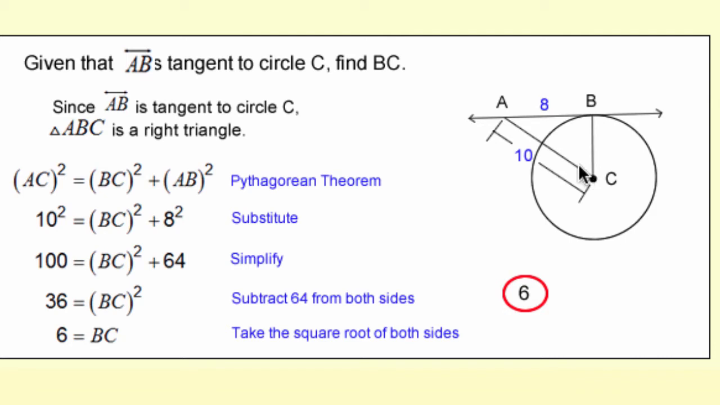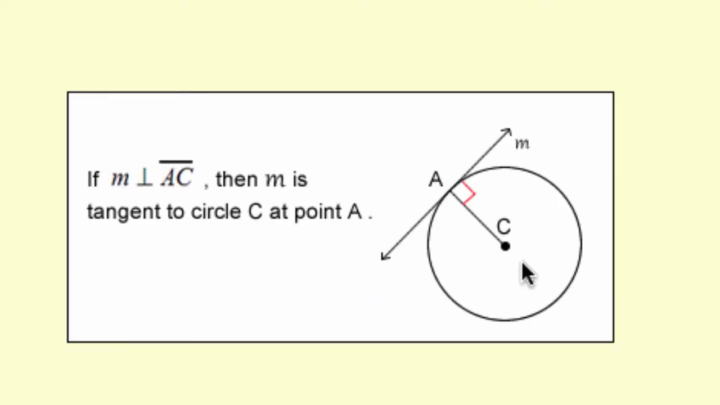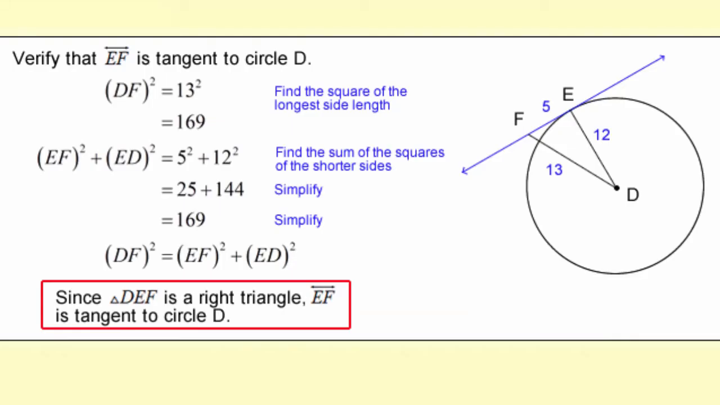And you can use that information to solve for unknown measures, like in this case, solving for a side in the right triangle using the Pythagorean theorem. The converse of the tangent radius theorem lets you prove that if a line is perpendicular to the radius at a point on the circle, then it must be a tangent. So you can use that to determine whether or not you have a point of tangency or a tangent line. So you're trying to determine if you have a right triangle here, basically.